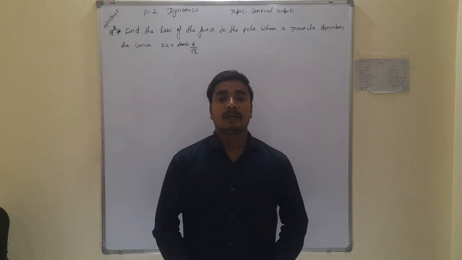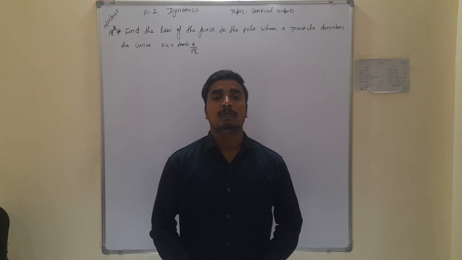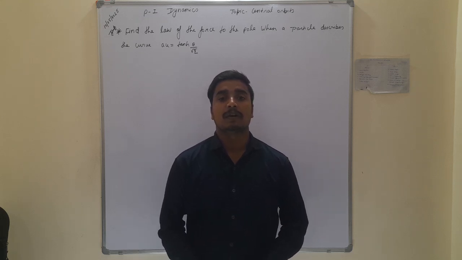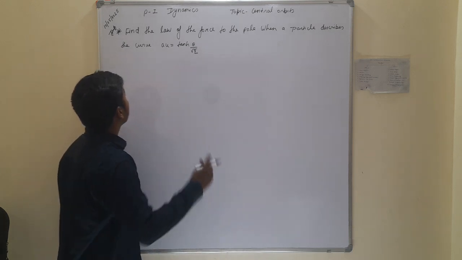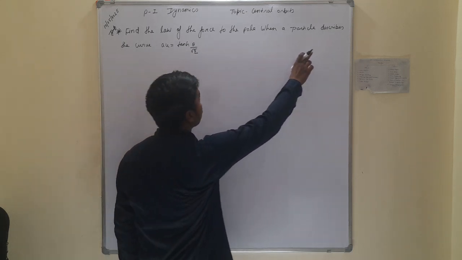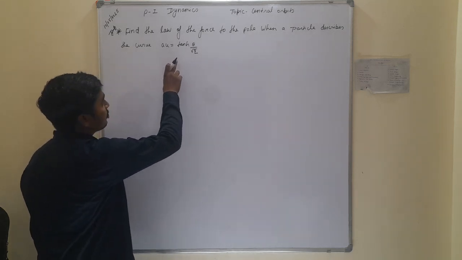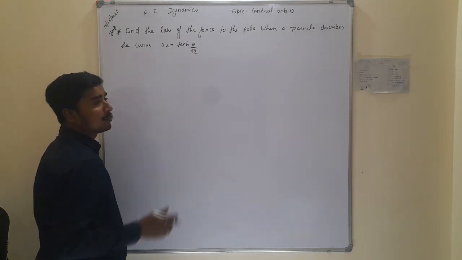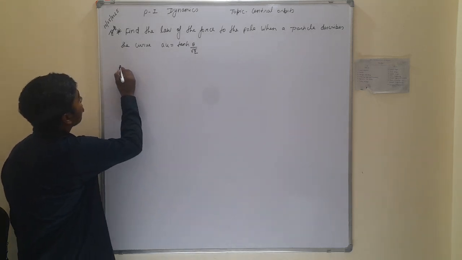Hello everyone, myself Hans. Today we are going to solve the given problem from the topic dynamics, and the chapter is central orbits. The question is: find the law of the force to the pole when a particle describes the curve au = tanh(θ/√2). Let's solve the problem.